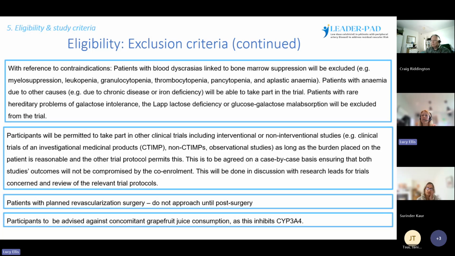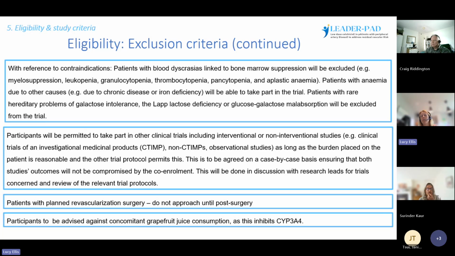We have a list of about 4 or 5 trials where we have co-enrollment agreements in place, and we do list them on the trial website. But if there are any new patients you come across who are in studies that aren't on that list, let us know, and we'll talk to the UKCI and also the other team running that trial and see if co-enrollment is agreed.